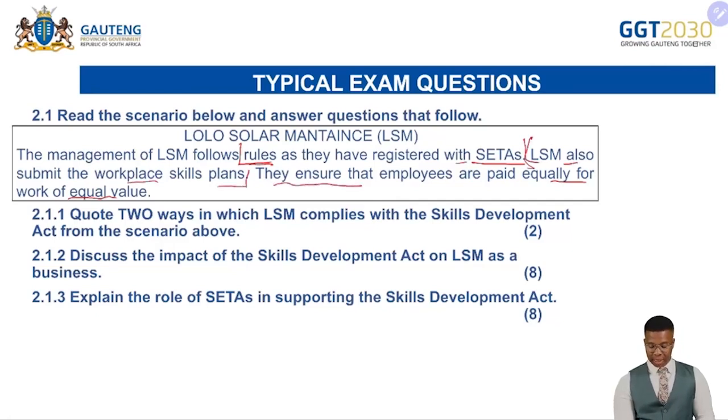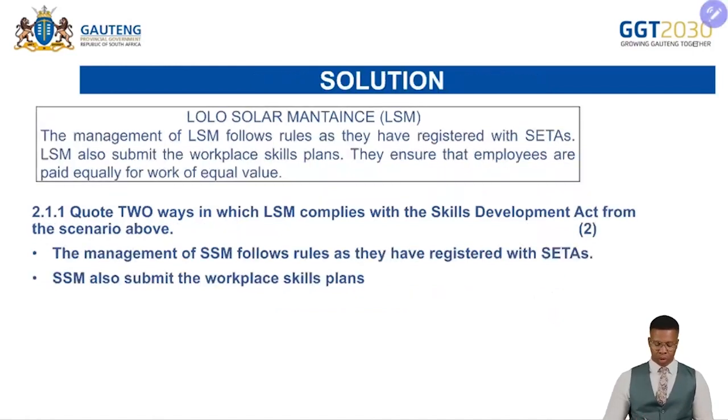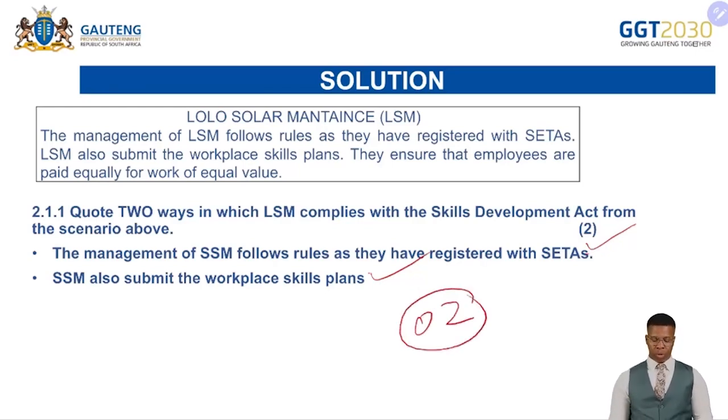But when we look into the last sentence, they ensure that employees are paid equally for work of equal value. Is that part and parcel of skills development? Does it talk about improving the skills? No, I don't think so. So the last sentence cannot be considered to be a way in which the business complies with skills development. So when we look into our solutions, the first part, the management of Low Solar Maintenance, that is correct, and also submitting the workplace skills plan, that is correct as well, and you get 2 marks for those quotations. And now we move to the other question.